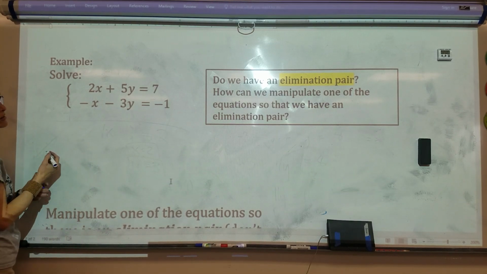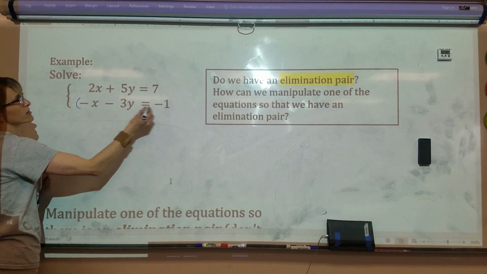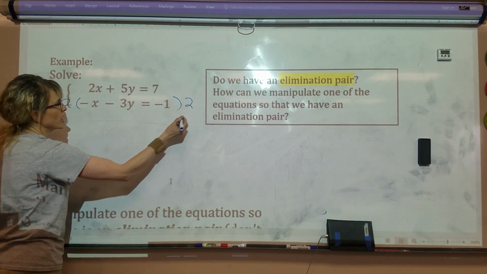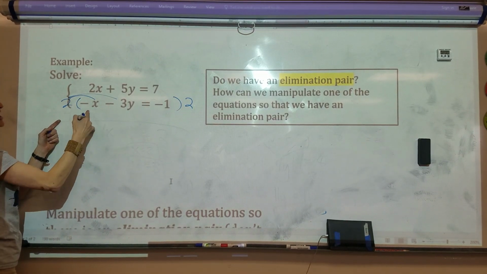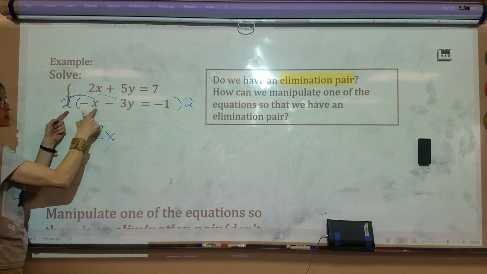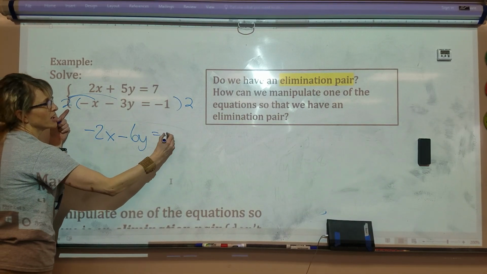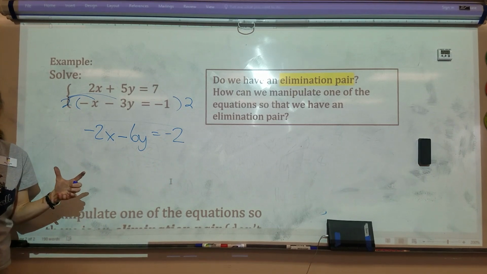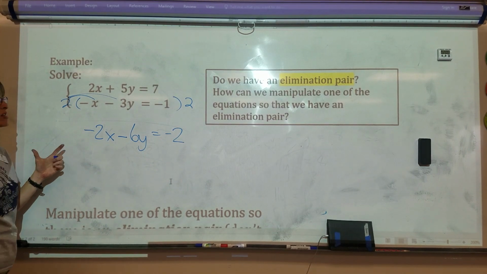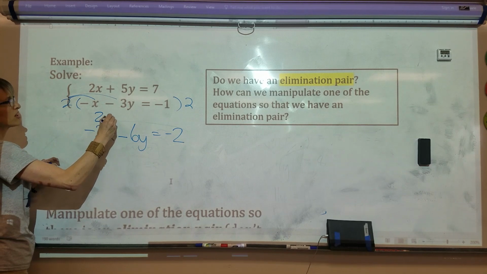Lucas? You can times the bottom one by 2. Oh, okay. I like his idea. Let's try it out. So we're going to distribute the 2 across. That gives me negative 2 times x, negative 6y, and negative 2. I basically doubled everything. Everything has to be doubled. I'm going to rewrite my top equation on top.